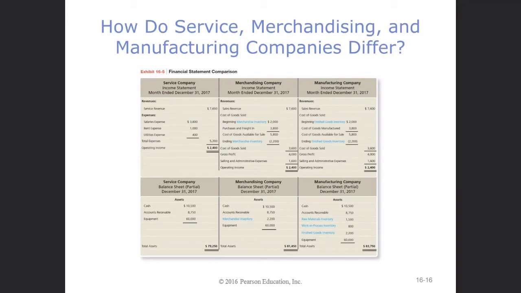So, when you look at merchandising, you see here we have sales revenue of $7,000 minus our cost of goods sold gives us our gross profit. Oh, that's terrible. That's supposed to be a dash or a minus sign. So if you have a question that asks, what is the gross profit for a merchandising company, you can refer back to here to see how they came up with the gross profit. Sales revenue minus your cost of goods sold equals your gross profit.